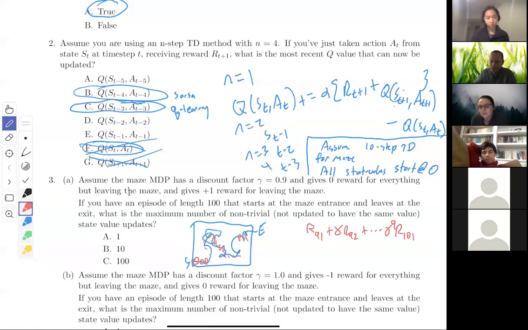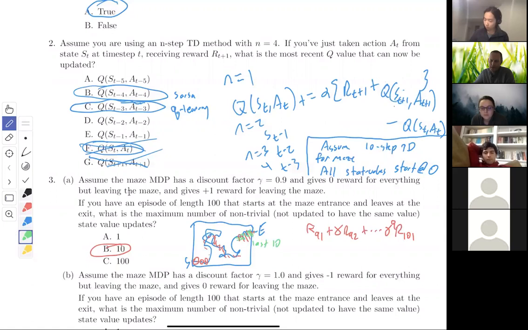Do you agree with that? Does that make sense? So we'll update 10 of them, right? If we had an n step of one, then we'd only update that very last state that led to the end state. So I'll mark in green these ones here. So the last 10 get updated to non-zero.